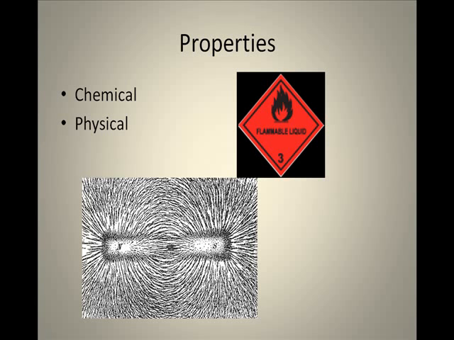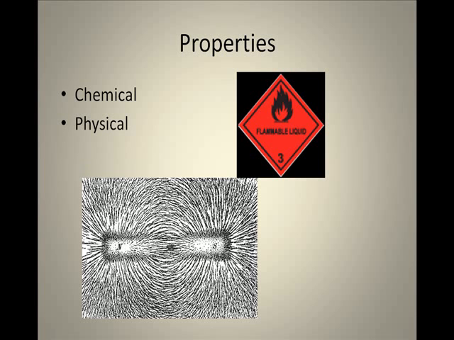Chemical and physical properties, just so we know the difference there. Chemical properties, you can observe those by changes only in composition. You have to actually change the material in order to measure a chemical property. Things like combustibility or reactivity are definitely chemical properties, and when you measure those you end up with a totally different compound than where you started.